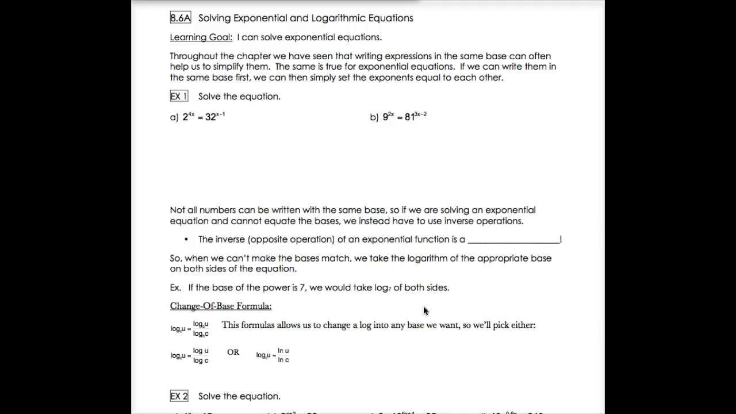All right, so we've been talking about logarithms, and so today we are going to be solving equations that are exponential and/or logarithmic. We have to do these together because remember that exponentials and logarithms are inverses of each other. So we've seen that writing expressions in the same base can often help us to simplify them.